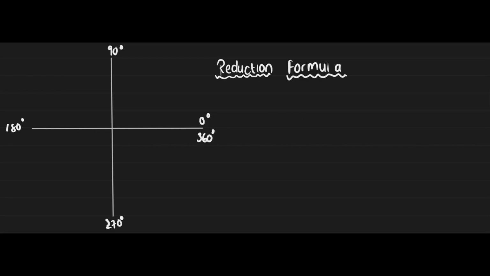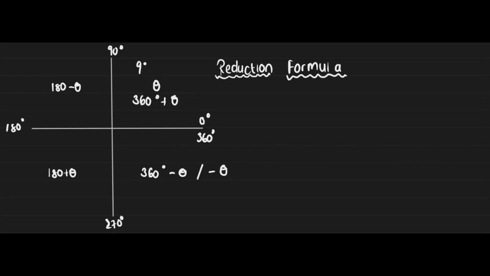Here, the first thing that I'm going to fill in is the 0. So here it's going to be just theta, positive theta. Then here it's going to be 180 minus theta. Then here it's going to be 180 plus theta. And the last one is going to be 360 minus theta, or this can also be negative theta. Here can also be 360 plus theta.